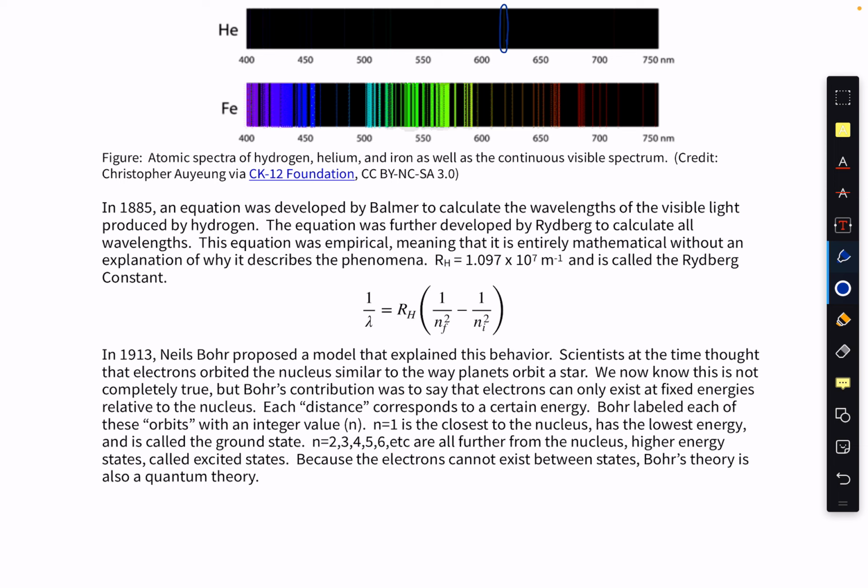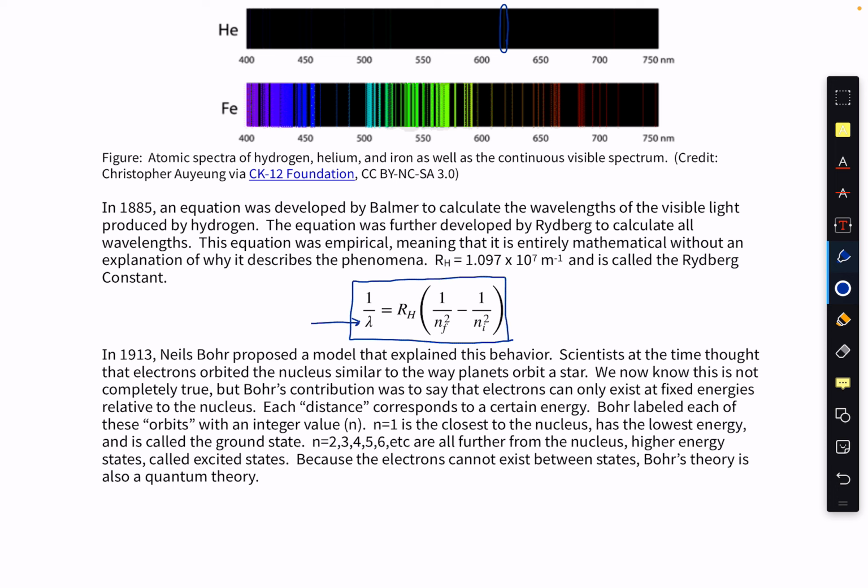What is the atom doing? What are the electrons doing? What are the photons doing? There was no theory to accompany it. But the equation looks like this one here. And this is an equation that I would provide to you. This is not one you would need to memorize in this course.